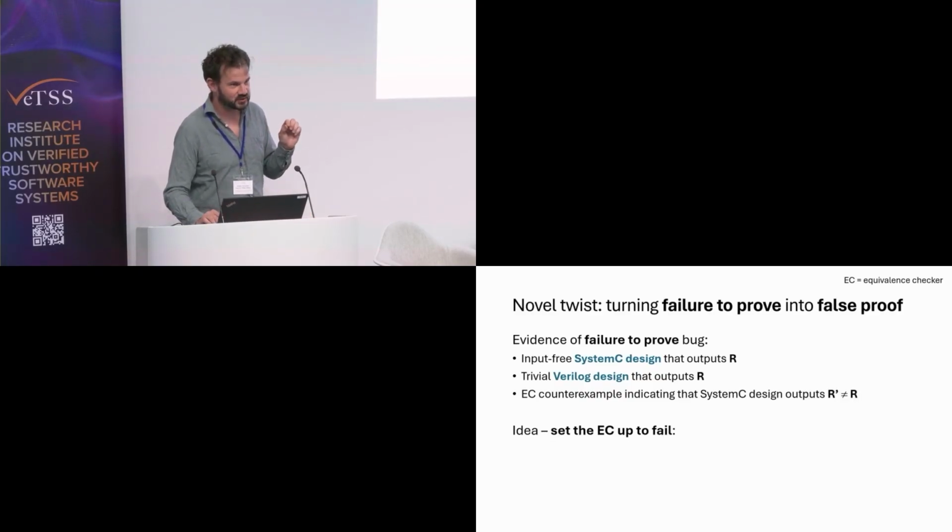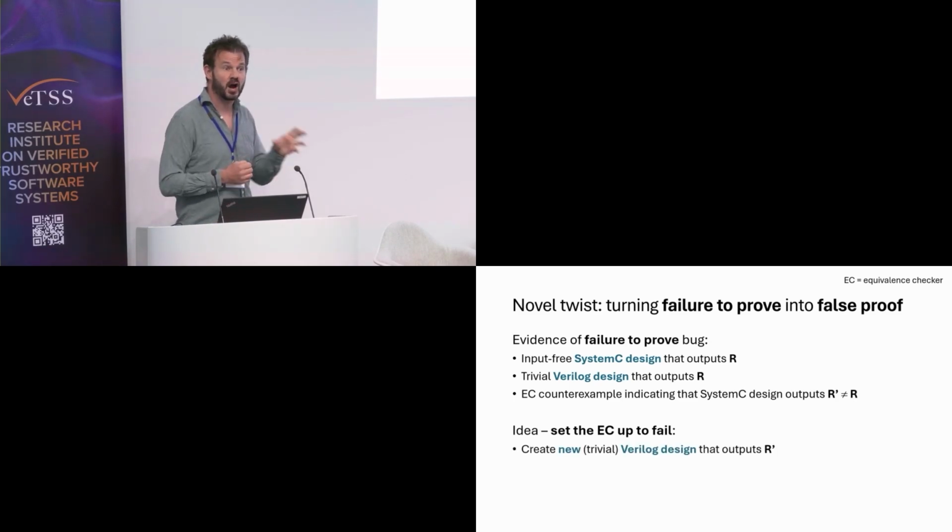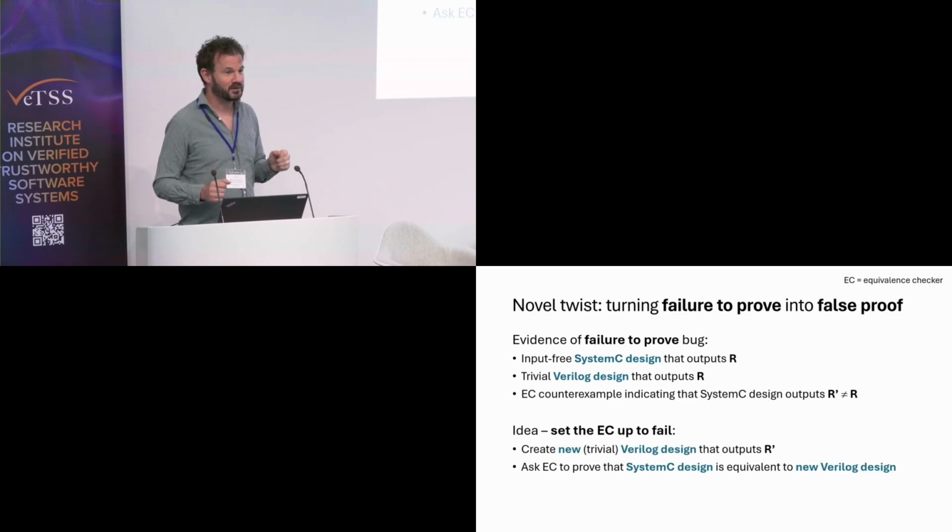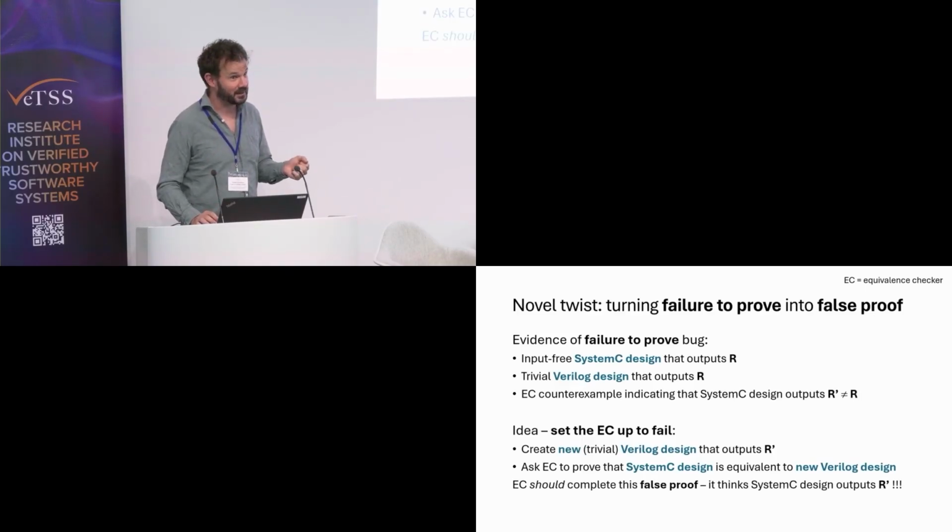So we set the equivalence checker up to fail. We make a Verilog design that just produces R prime, and we say, right, prove that that is equivalent to my SystemC design. And because the equivalence checker thinks that the SystemC design does produce R prime, then it should succeed in proving that, which would be a false proof bug, okay?